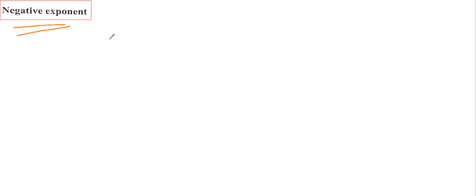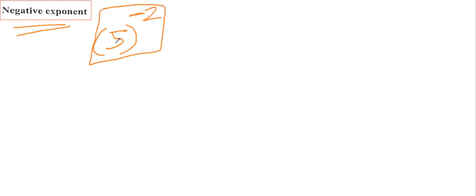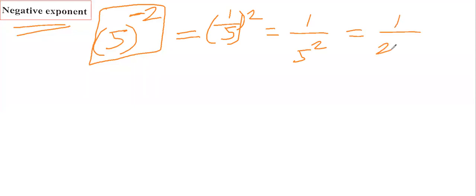So negative exponent means what? Negative exponent means if I have any number, say 5, whose power is not positive, it is a negative exponent. Say I'm writing -2. So this is called a negative exponent whose base is 5 and exponent is -2. So how can I write this? I can write this as 1 by 5 whole to the power of 2, or I can write 1 by 5 square, or I can write 1 by 25. That is what a negative exponent is.